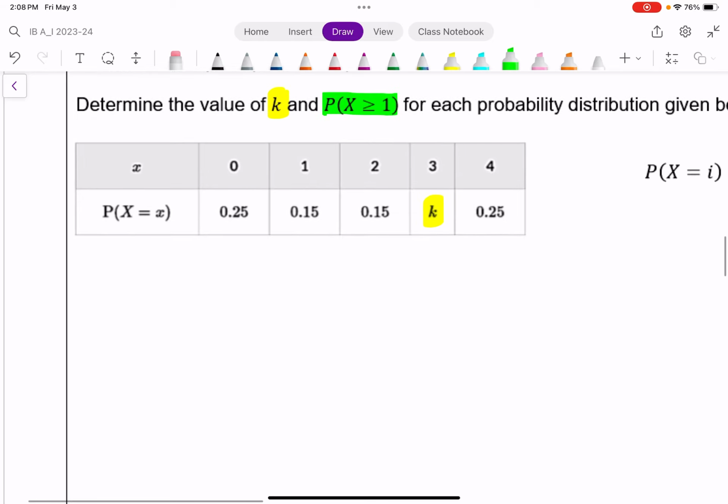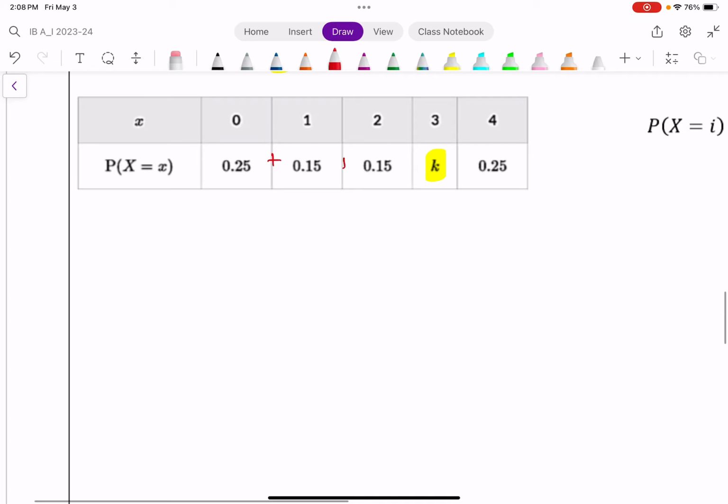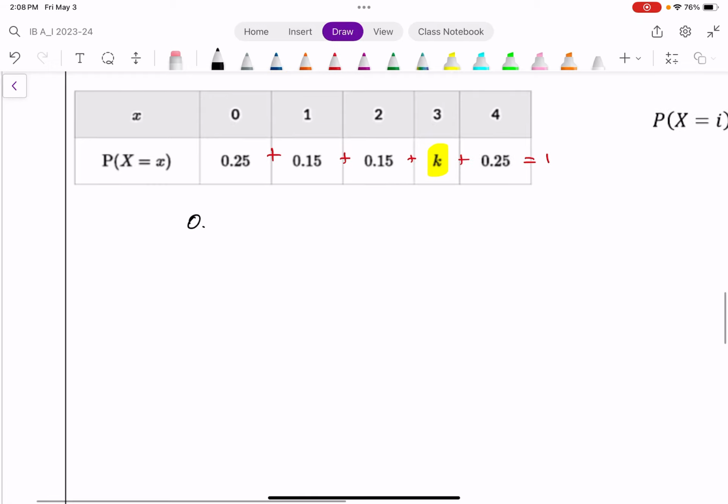If I look at this table, I can figure out that missing number quite quickly, because whatever this stands for, it doesn't really matter. All these probabilities must add up to equal 1. Sorry, I didn't add that up properly. If I add these all up, I get 0.8 plus k equals 1, which means k must equal 0.2.